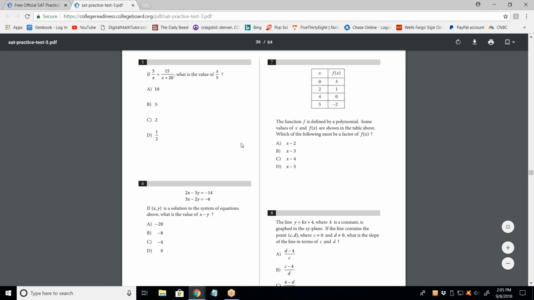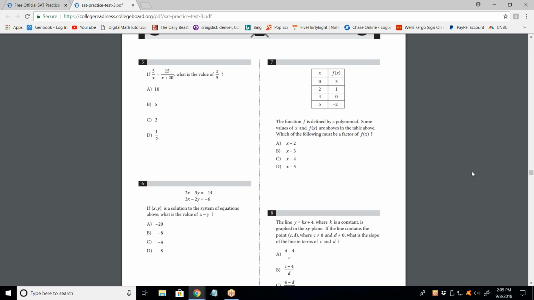Two weeks ago, we ran into this problem number 7. I really didn't think about it hard enough. It's not a hard problem. It's just that you kind of have to think out of the box a little bit.